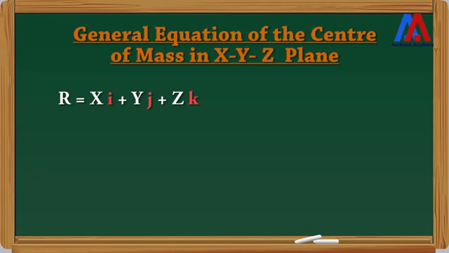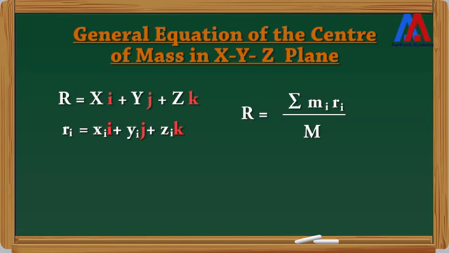Now the three equations which we have derived, that is about capital X, capital Y and capital Z, we can summarize that and we can write that as capital R, that is a vector, will be equal to xi plus yj plus zk, where the position vector Ri will be equal to xii, yij plus zik. And then we can summarize the whole equation as the vector R, that will be equal to sigma of miRi divided by m, where m is the total mass of the particles.